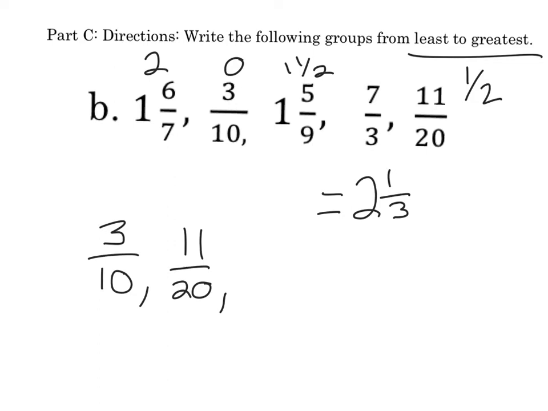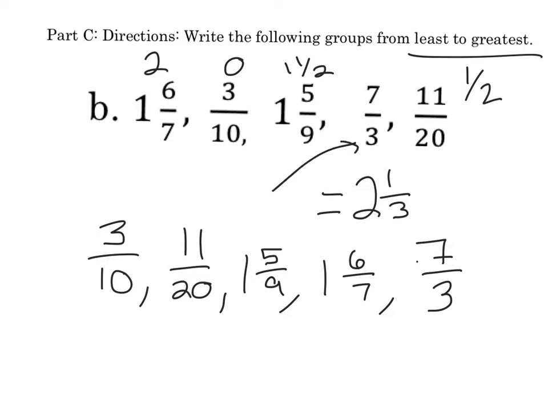Next, I would have the 1 5/9 because that is close to 1 1/2. Then I would have the 1 6/7 because that was close to 2. And then 2 1/3, the 7/3 was 2 1/3, so it was the biggest number. So remember, if you have an improper fraction, you need to change it to a mixed number before you start ordering them.